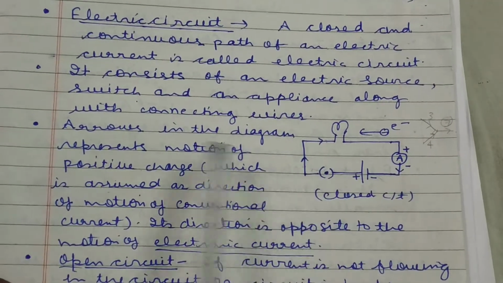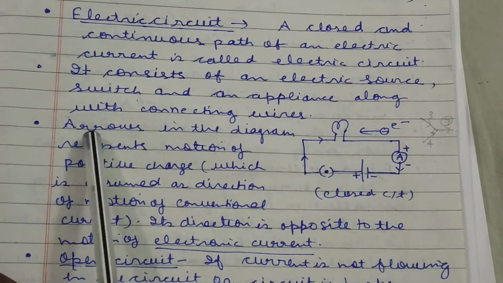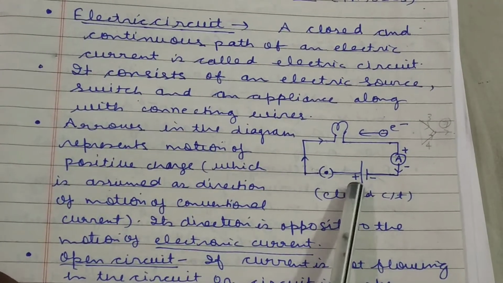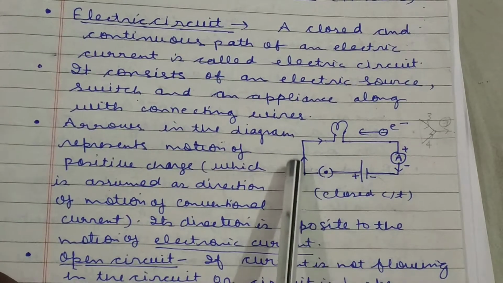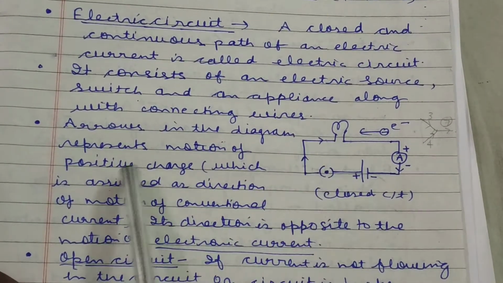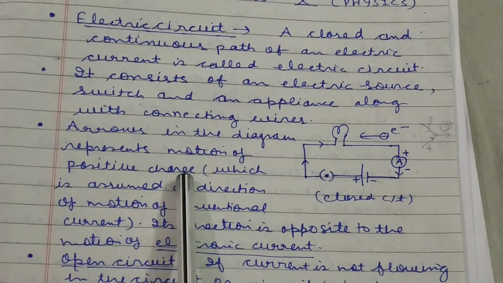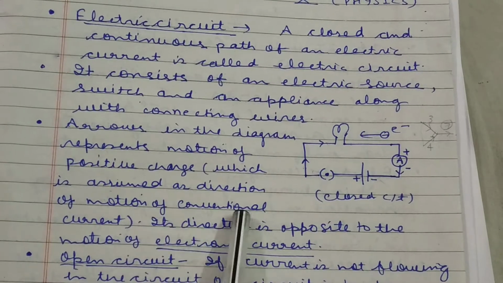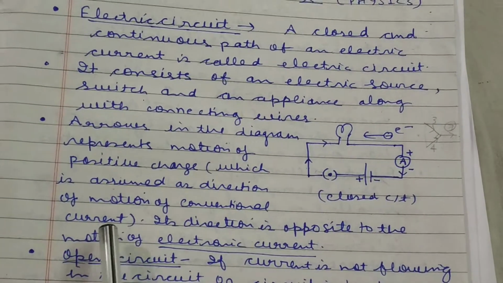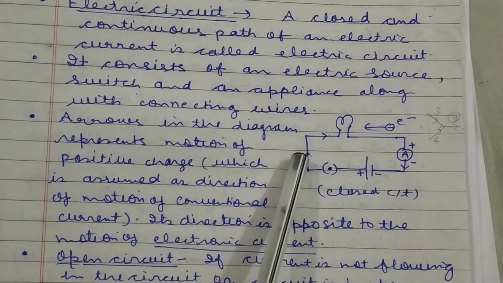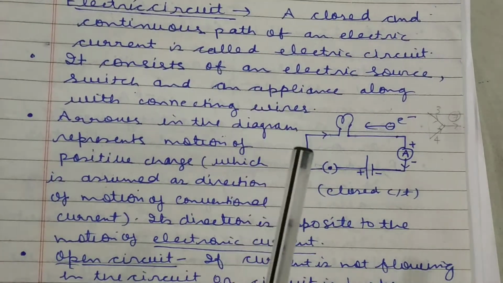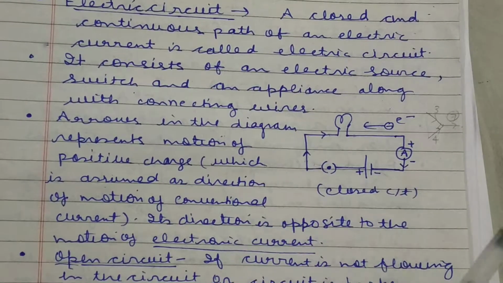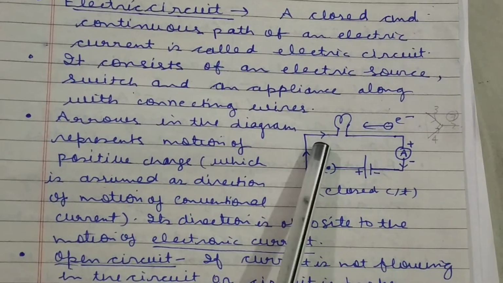Then you can ask what you mean by this arrow. The arrow in the diagram represents the motion of positive charge. Because this is the positive terminal, positive charge will emit out from this and move throughout the wire. It represents the motion of positive charge, which is assumed as the direction of motion of conventional current. One should keep in mind that this arrow shows no direction of current. It is the direction of motion of positive charge only. You can assume that this is the direction of conventional current.